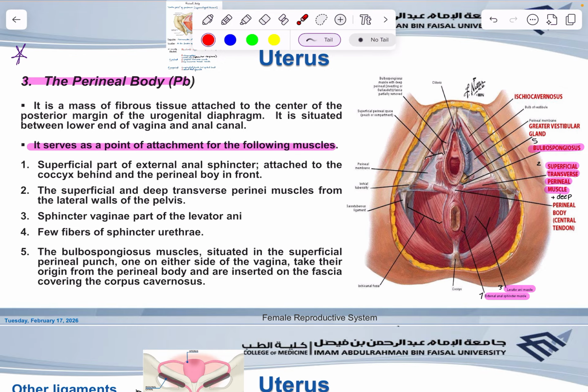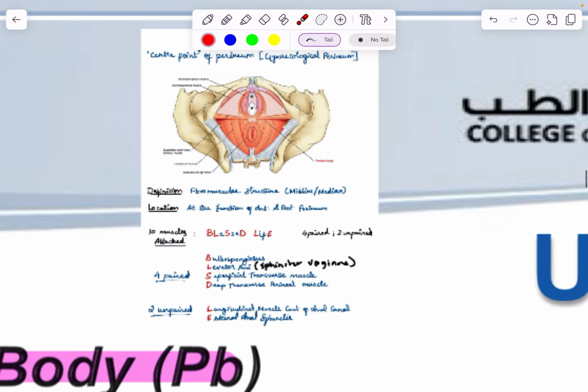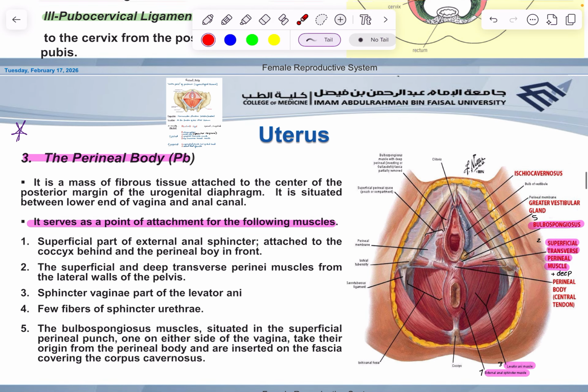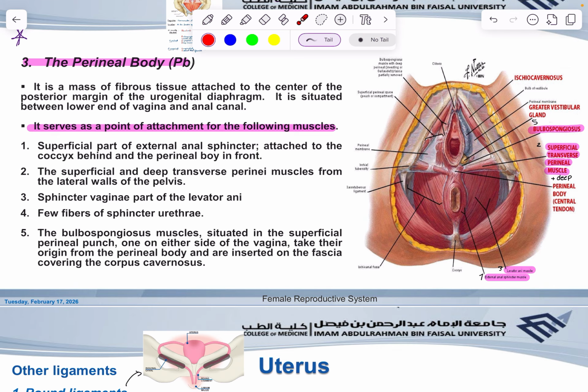وهذه لازم نكون حافظينها. فهنا there's like a mnemonic اللي هو blessed life. It has this bulbospongiosus and levator ani, specifically the sphincter of the vagina and the superficial urethral sphincter, and then the superficial and deep transverse perineal muscles, as well as the longitudinal muscles of the anal canal and the external anal sphincter. هذه لازم تتحفظ لأنه حتى الدكتورة أماني ذكرتها in another lecture.